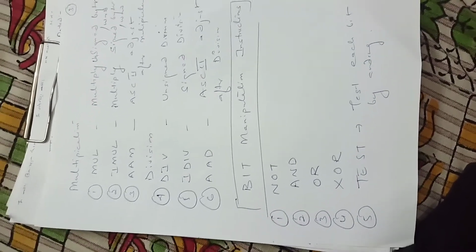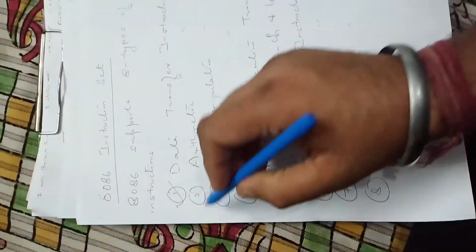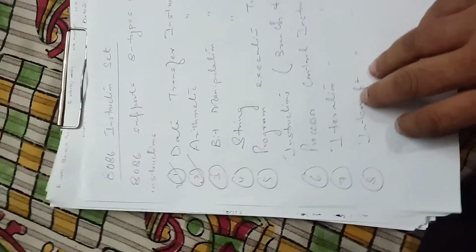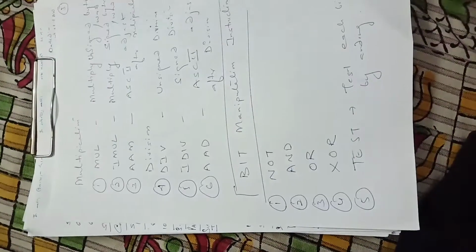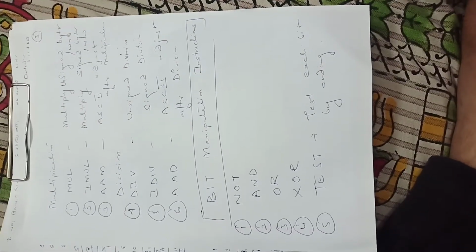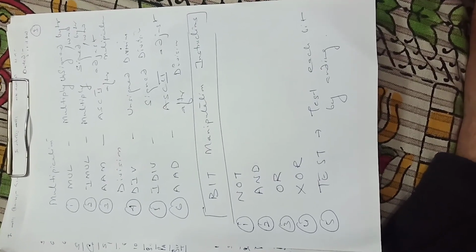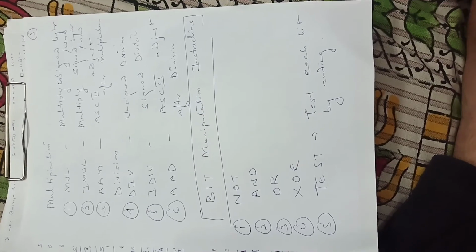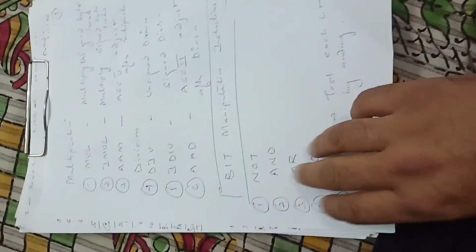Now the next classification will be bit manipulation instructions. That is number 3. So what is bit manipulation? Suppose we want to manipulate a bit, that is D0, D1, D2. We can perform a NOT operation, AND operation, OR operation, XOR operation, or TEST operation. Test operation is basically where we can AND bit by bit. In this way we can test a bit.